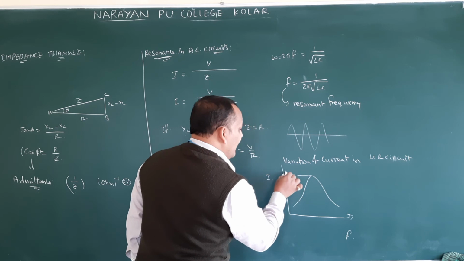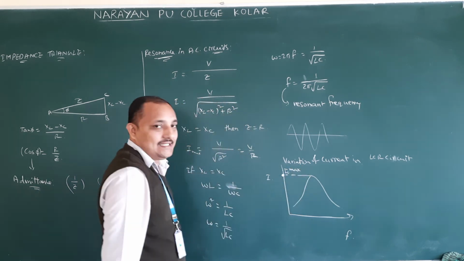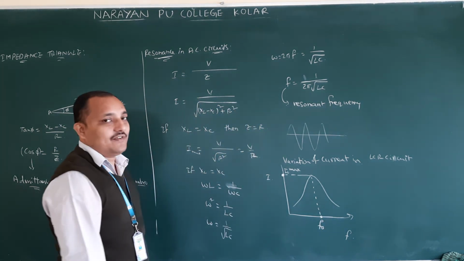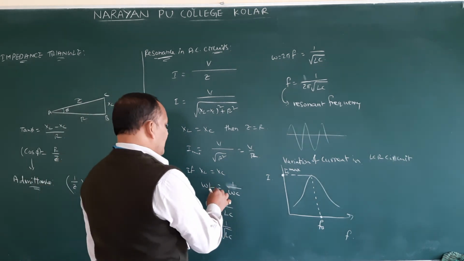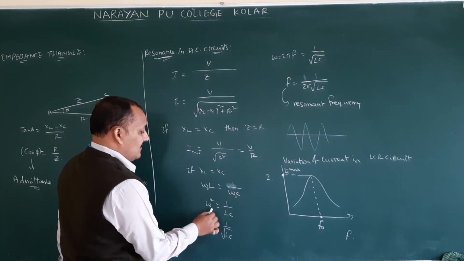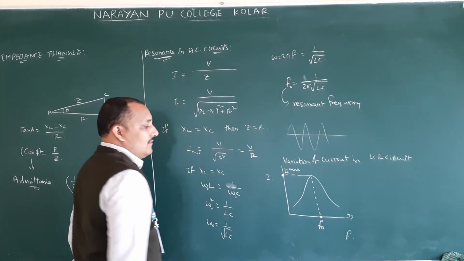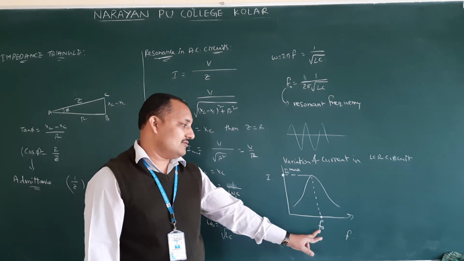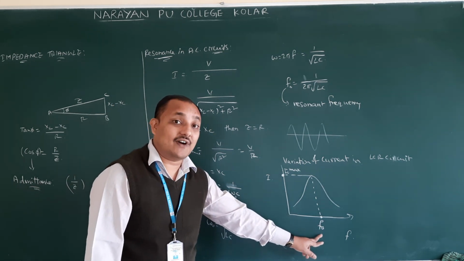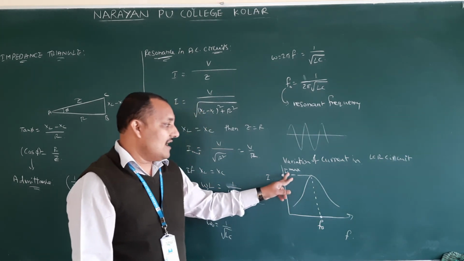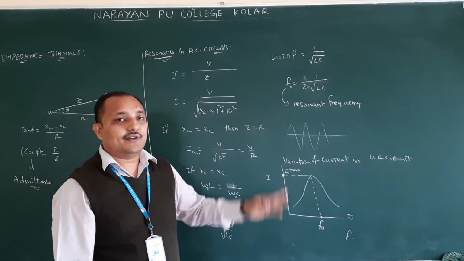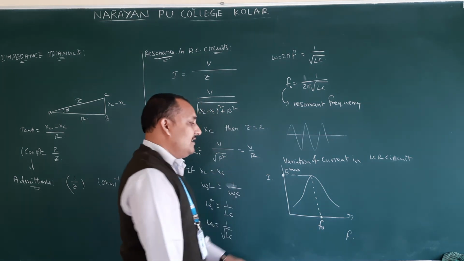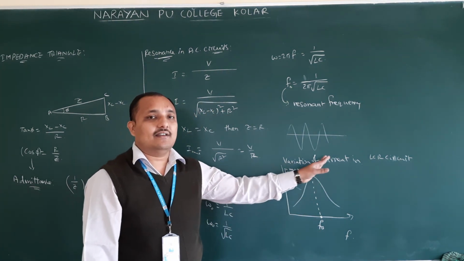This is the maximum current. At what frequency? They will say F naught, or FC in some books. F naught here means omega naught. So when we write F naught, it is the resonant frequency. Either F naught or FC you can write, there is no problem. In some books they also write F1 for resonant frequency. But at F naught, the current becomes maximum.